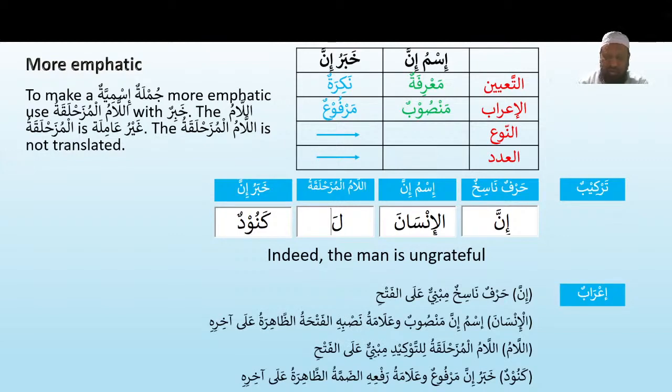إن حرف ناسخ مبني على الفتح. الإنسان اسم إن منصوب وعلامة نصب الفتحة الظاهرة على آخره. Then the lam, اللام المزحلقة again, حرف توكيد أو للتوكيد مبني على الفتح. كنود خبر إن مرفوع وعلامة رفعه الضمة الظاهرة على آخره.